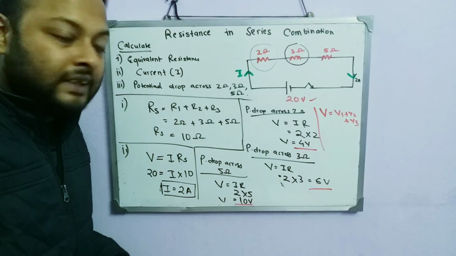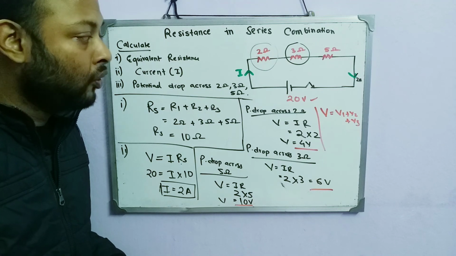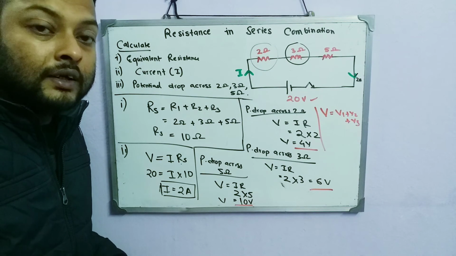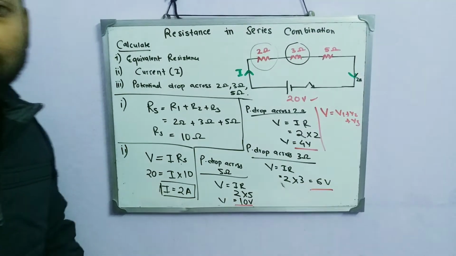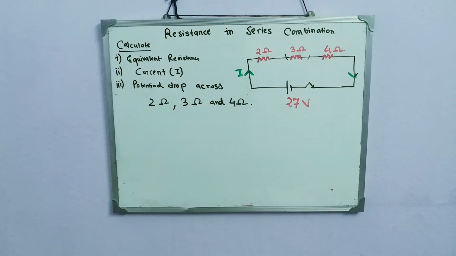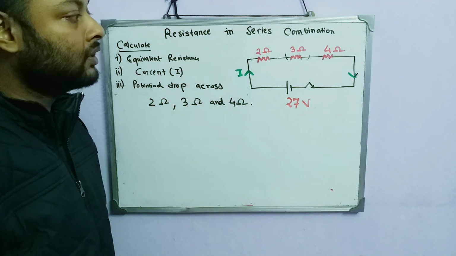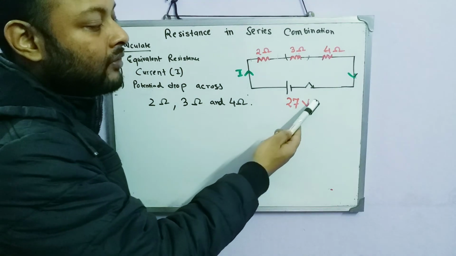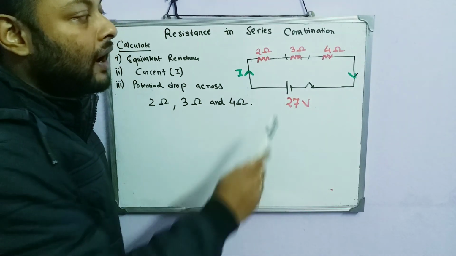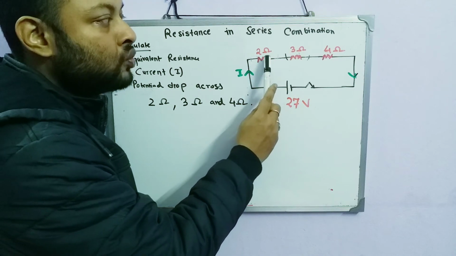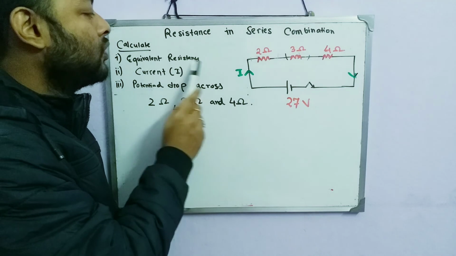Now I am changing the numbers and I am giving a sum for you. I hope you do the sum and see whether you are getting the correct answer or not. You can write the answer in the comment section also. So I have given a question to you to solve in your homework. See, the same circuit, the potential difference given by the battery is 27 volt, and three resistances in series, 2 ohm, 3 ohm and 4 ohm. So the first question is to calculate the equivalent resistance.